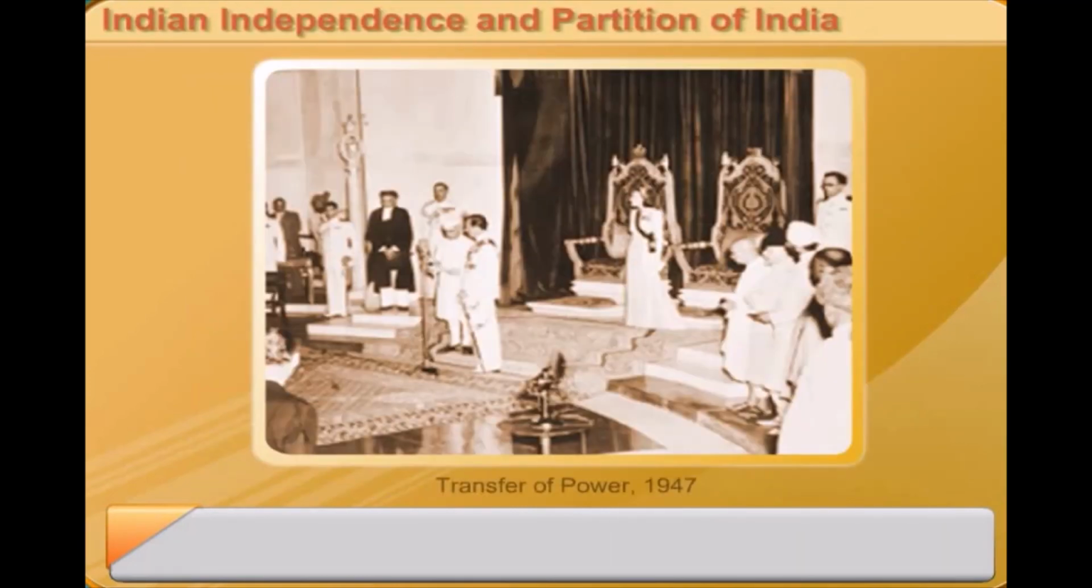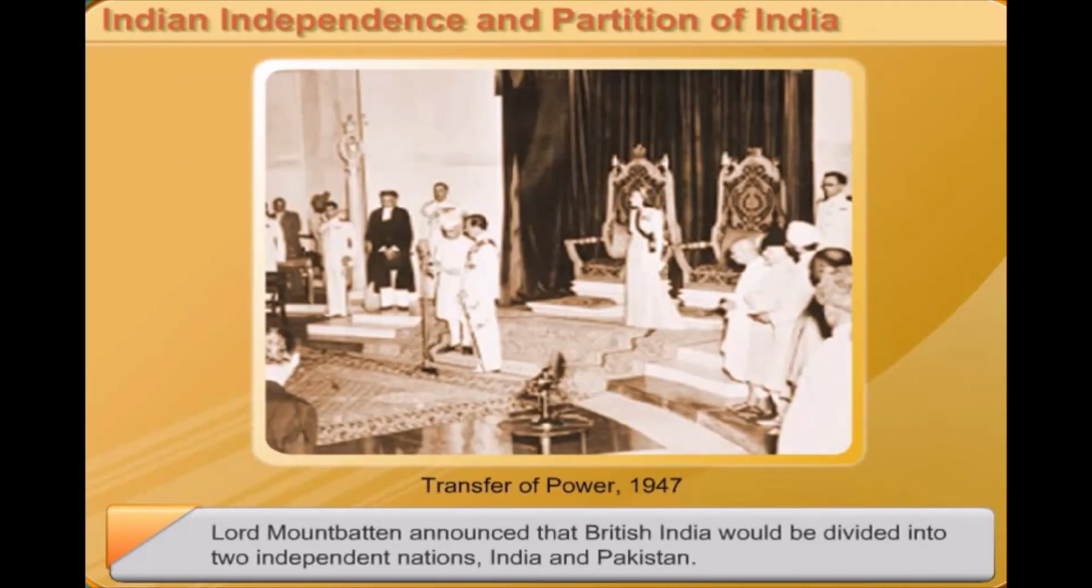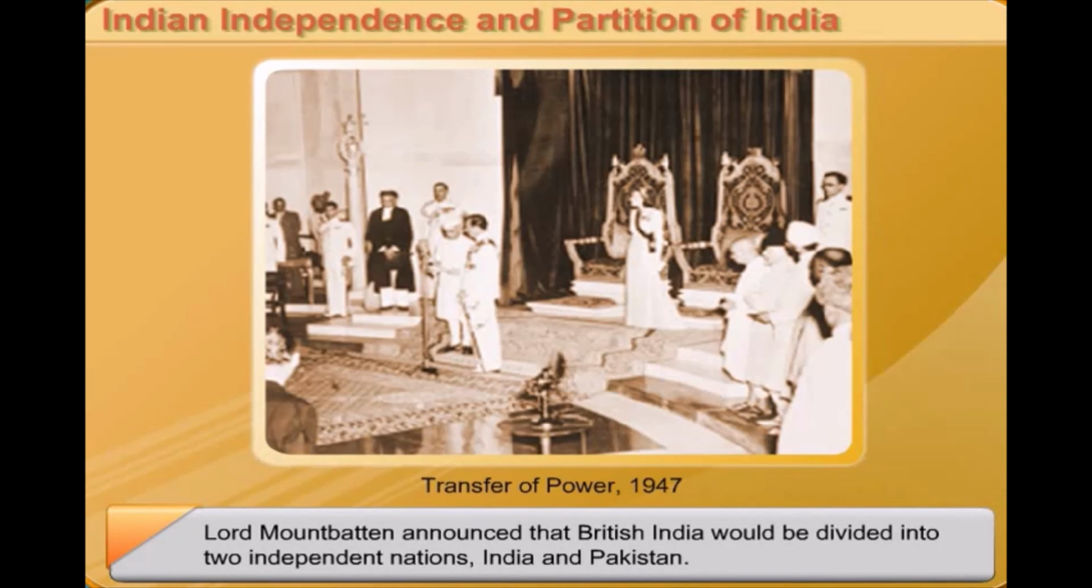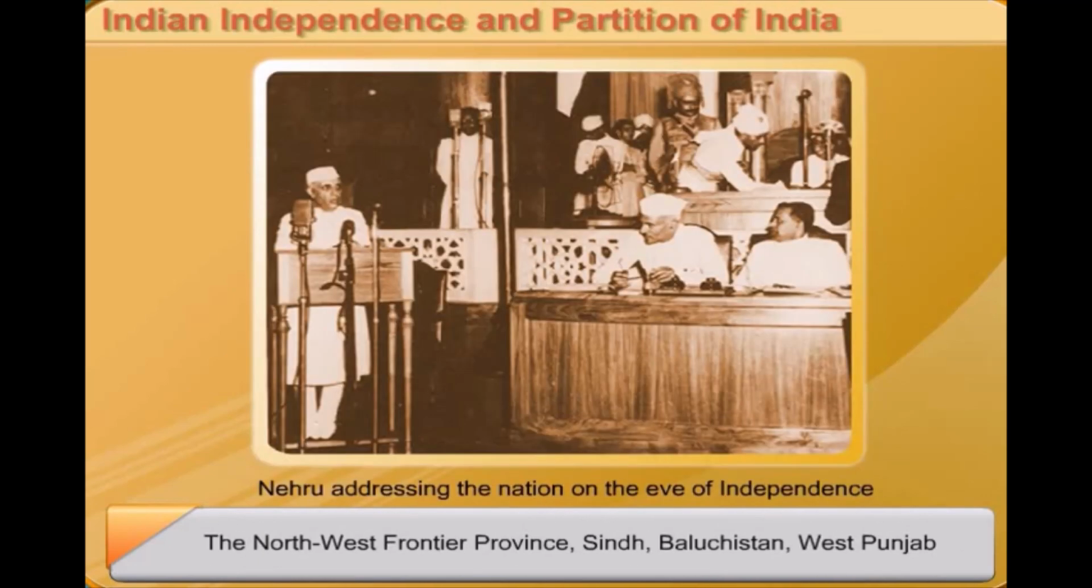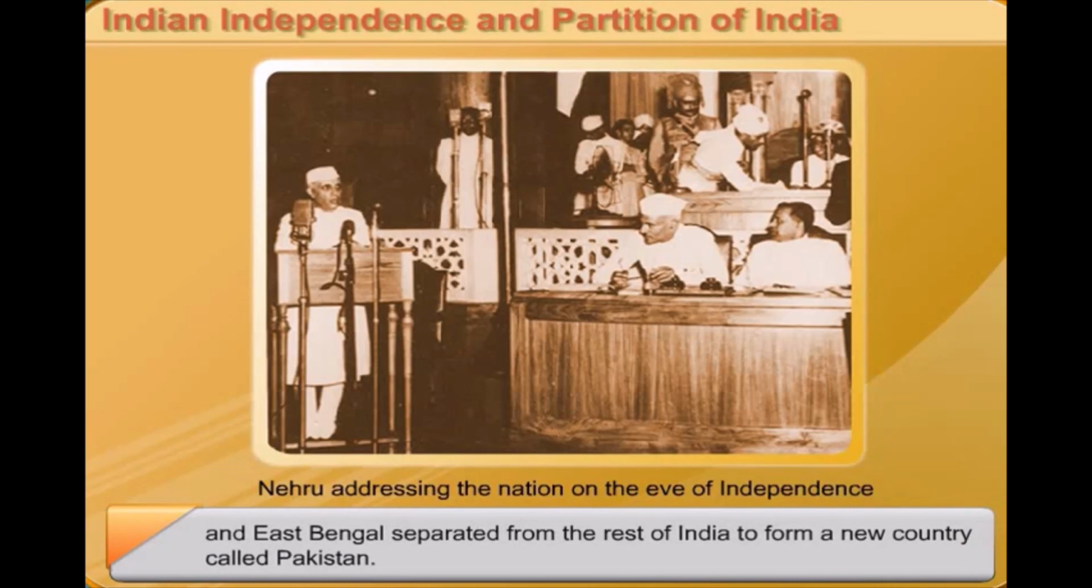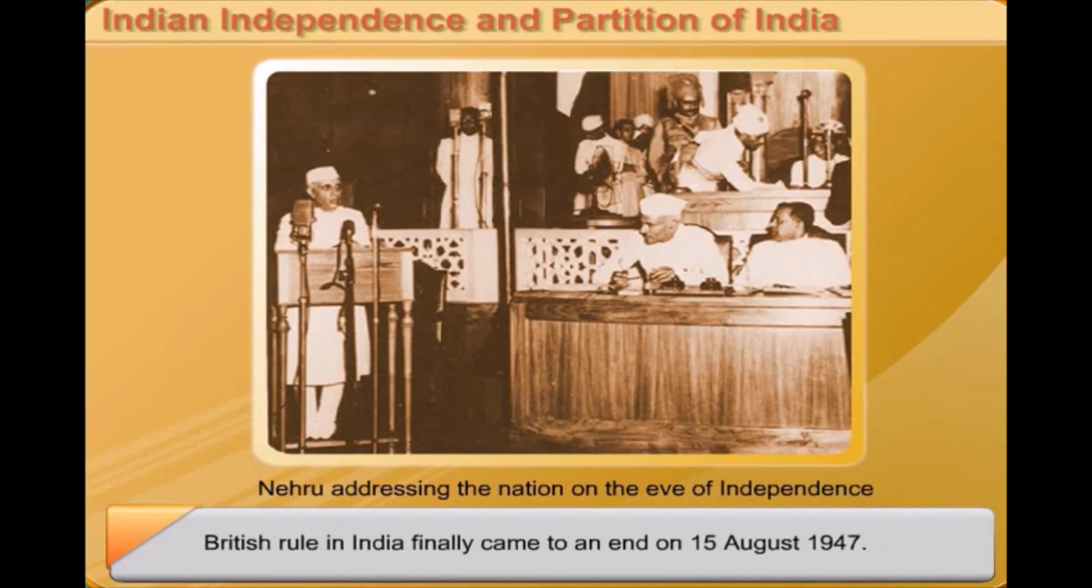Indian independence and partition of India. Lord Mountbatten announced that British India would be divided into two independent nations, India and Pakistan. The Northwest Frontier Province, Sindh, Baluchistan, West Punjab and East Bengal separated from the rest of India to form a new country called Pakistan. British rule in India finally came to an end on 15th August 1947.